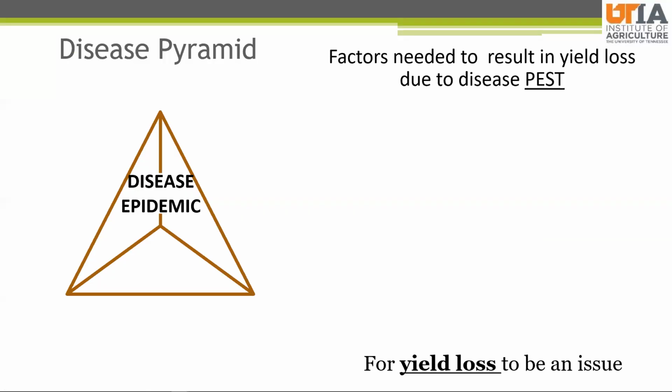So when thinking about diseases, there are four main factors that fall into what we call the disease pyramid. And these factors are what is needed for a disease to become a pest. Essentially, what I mean by that is for it to cause yield loss, for it to be an issue in your field and you need to take action, right? So the first thing, and you can use PEST as the acronym to remember these four factors.